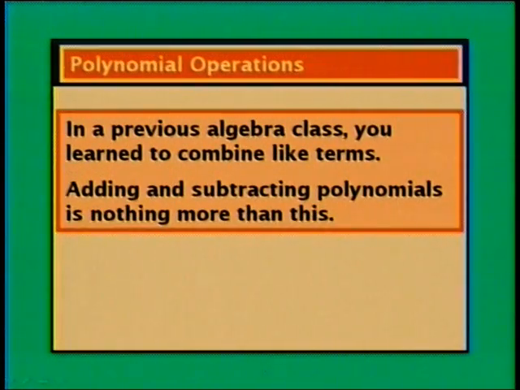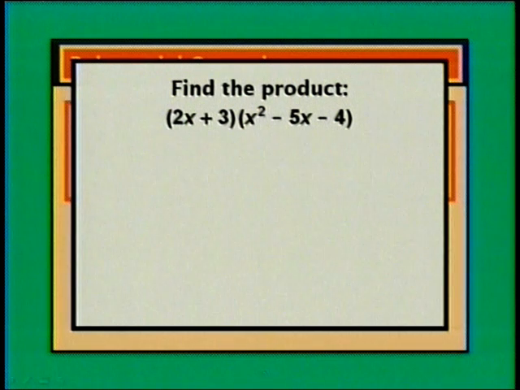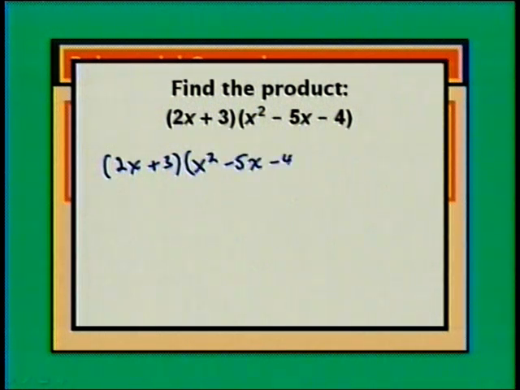Then we started doing some operations with polynomials. In a previous algebra class, you learned to combine like terms. Adding and subtracting polynomials is nothing more than this. Then we started multiplying polynomials. And multiplying polynomials sometimes requires multiple applications of the distributive property. Let's see an example. Suppose we want to multiply these two polynomials: 2x plus 3 times x squared minus 5x minus 4.